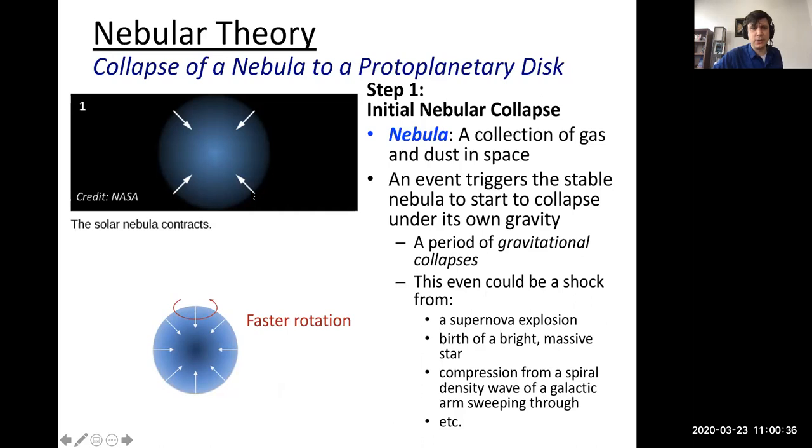And just to cue you in on the graphics I have over here, the white arrows are demonstrating the force of gravity.